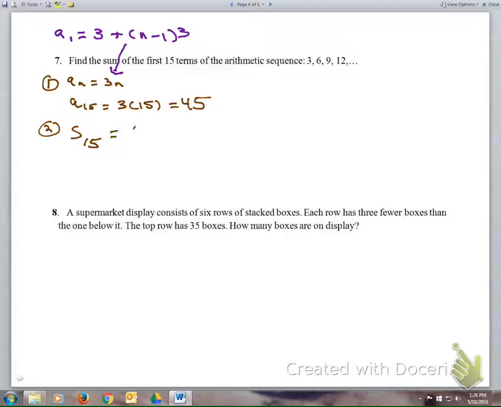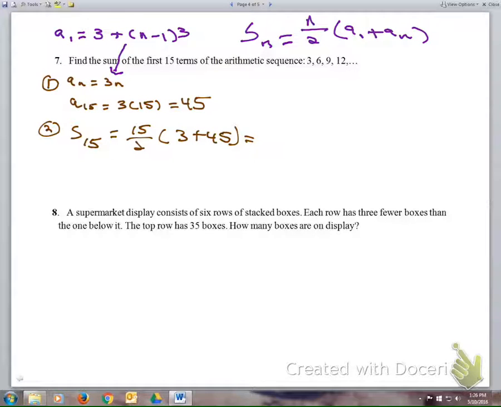Now the next step is to say, I want the sum of the first 15 terms. So n is 15. So you're using this formula from the previous page, n over 2 times a sub 1 plus a sub n. And a sub n is a sub 15, which is 45. And then you calculate that. That's 360.